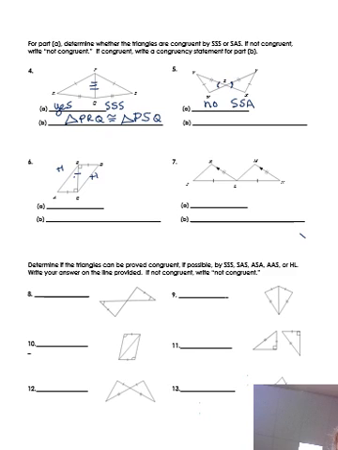Because they share the other leg, and because by Pythagorean theorem, a squared plus b squared equals c squared, those two hypotenuses are going to also be the same. So the answer here is yes. And the way we know is the postulate called hypotenuse leg.